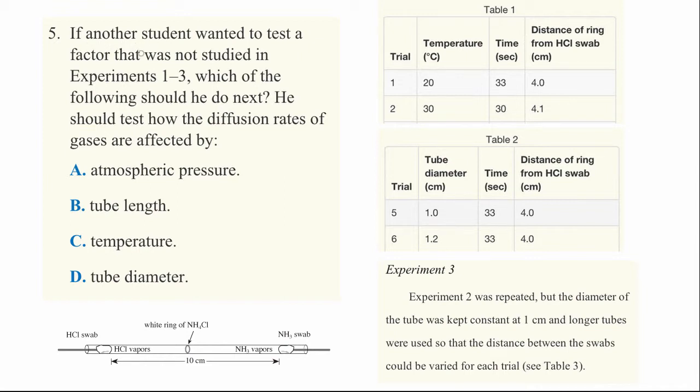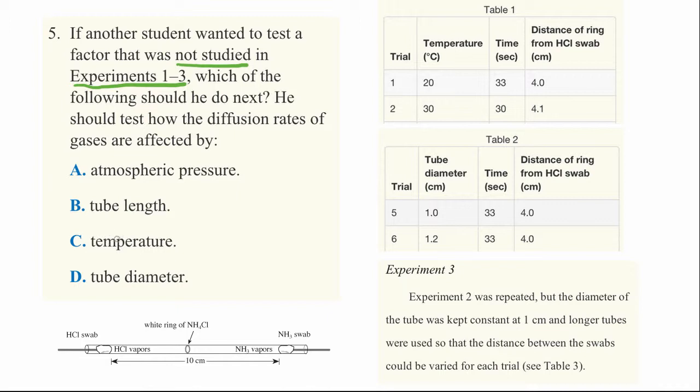If another student wanted to test a factor that was not studied in experiments 1 through 3, which of the following should he do? He should test how the diffusion rates of gases are affected by... So the trick here is we have to eliminate the factors that have already been studied. And let's go ahead and go through them one by one. And actually, it's not too hard if we have read the experimental setup and we understand the tables.